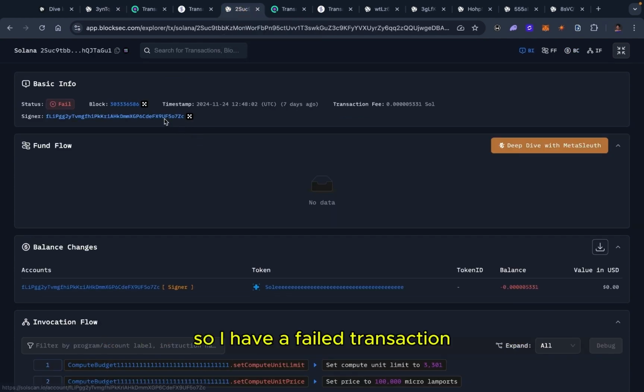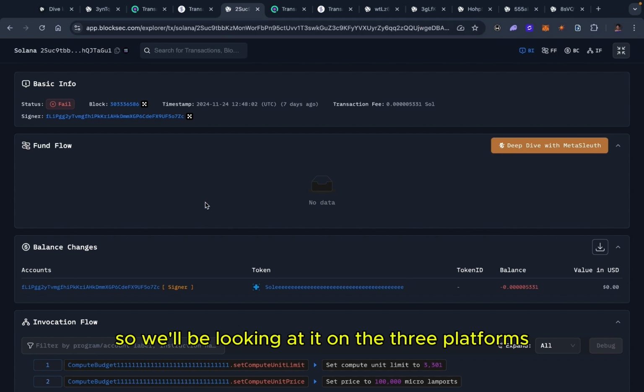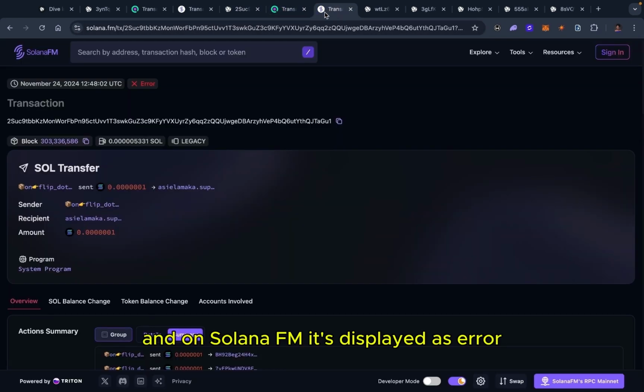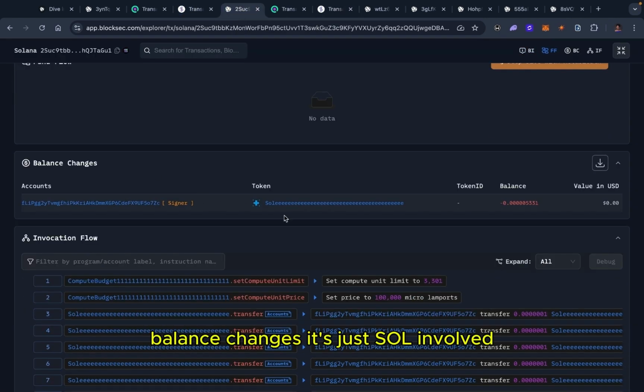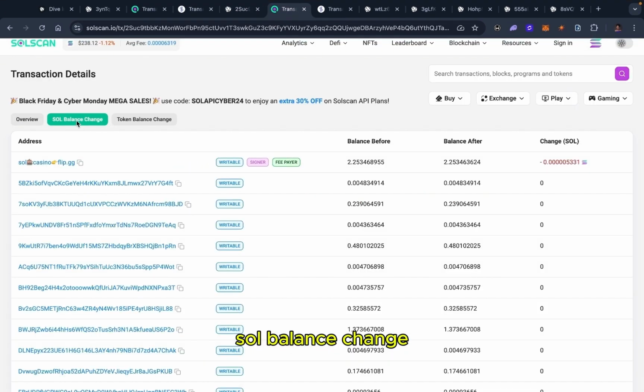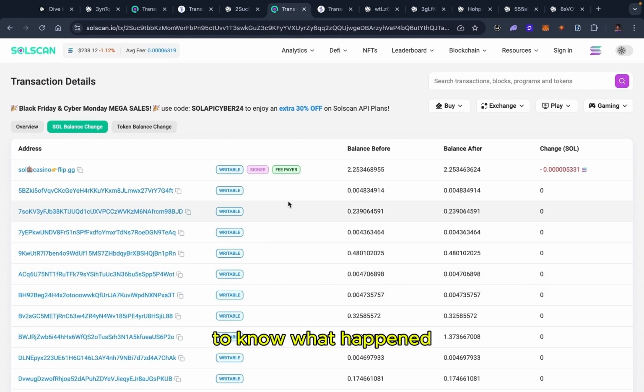So I have a failed transaction, so we'll be looking at it on the three platforms: the basic info, failed, and SolanaFM is displayed as error. Balance changes is just Sol informed. This amount of Sol left this wallet. See, I could understand that was what happened at a glance, but it's not the same here. I would have to click on Sol balance change to know what happened.